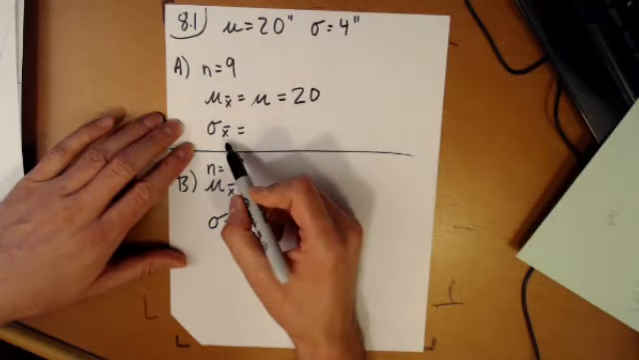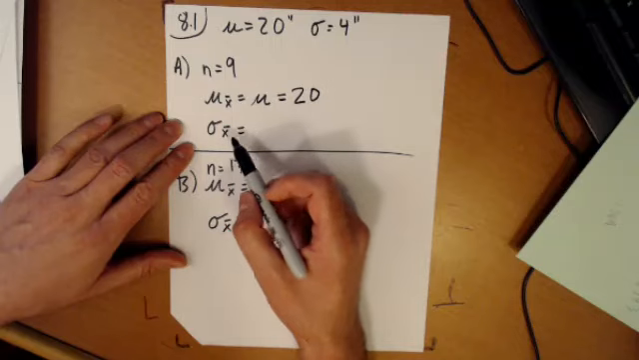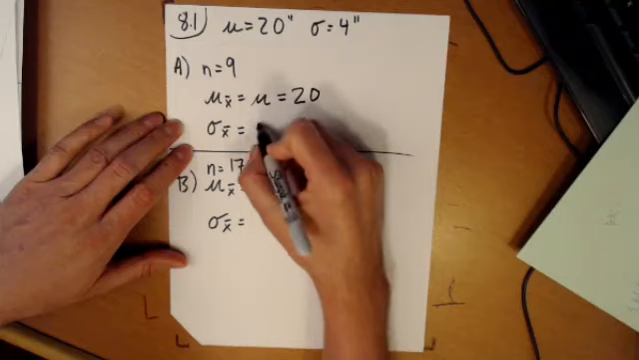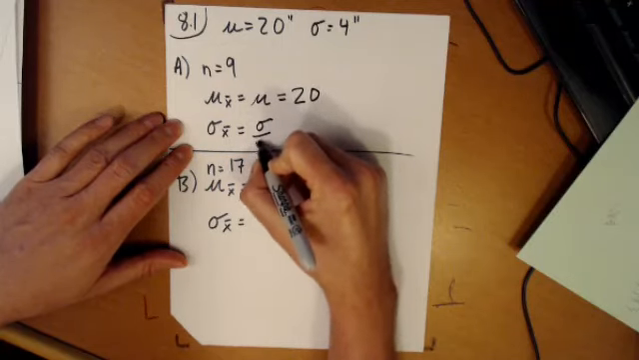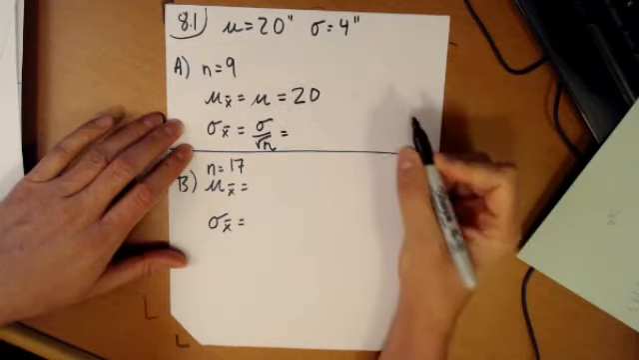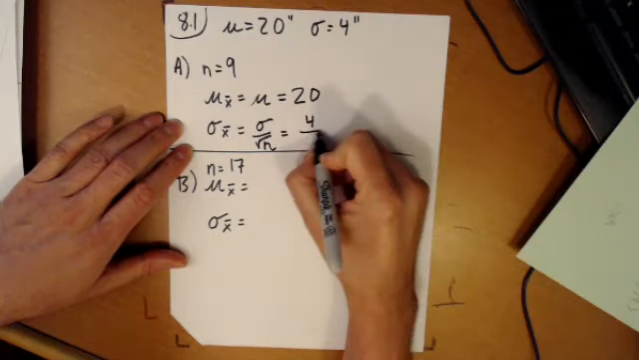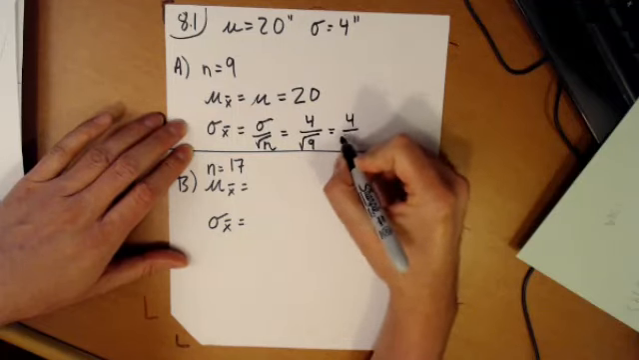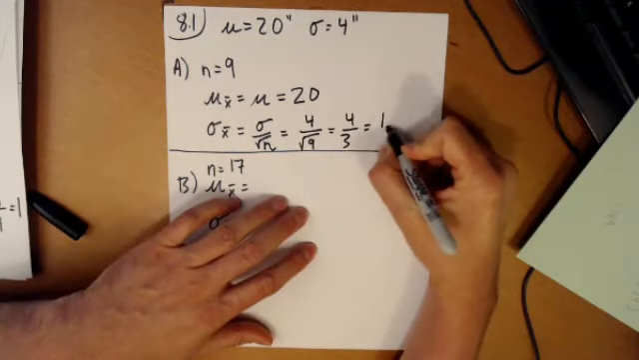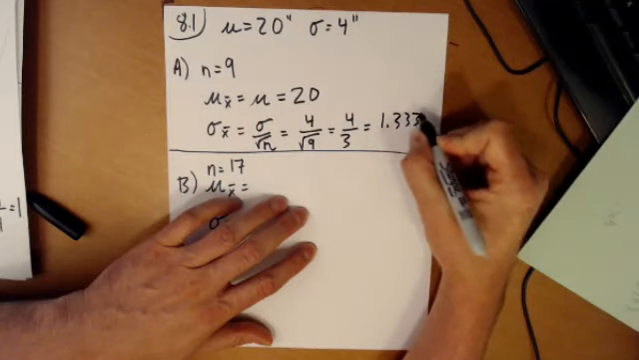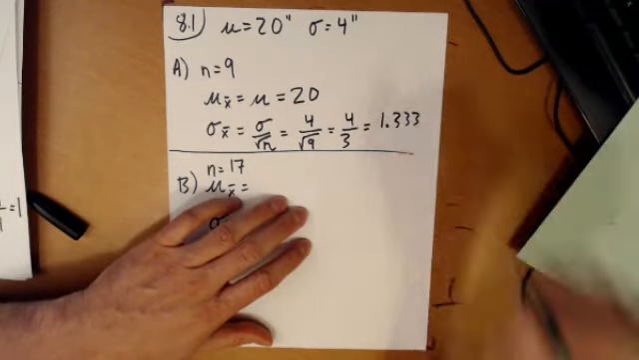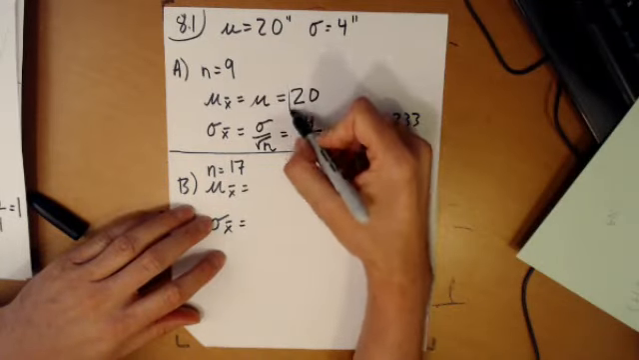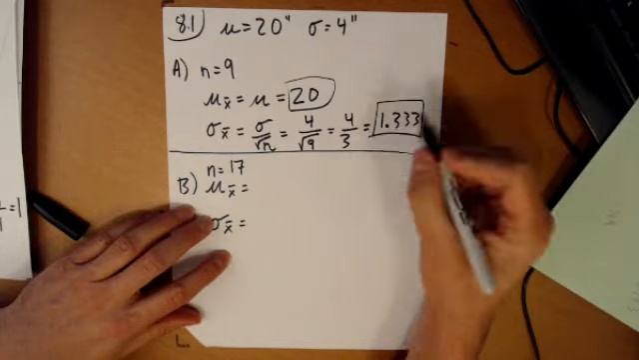Okay, the standard deviation of the X bars. The standard deviation depends on how many we're sampling. Oh, we're sampling 9 at a time. So the formula we had is the standard deviation divided by the square root of n. So the standard deviation is 4 divided by the square root of 9. That's 4 over 3, which is 1.333 repeating. So far, so good. So this is my answer, and this is my answer.